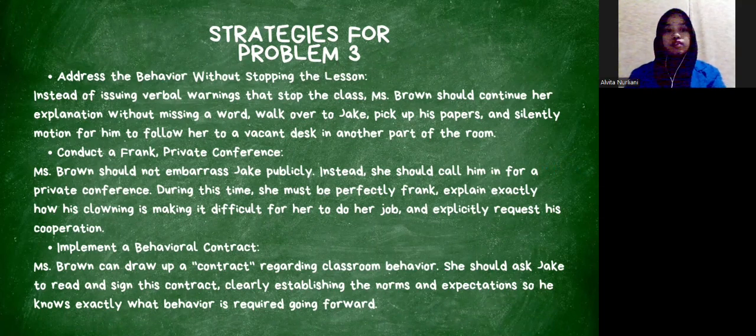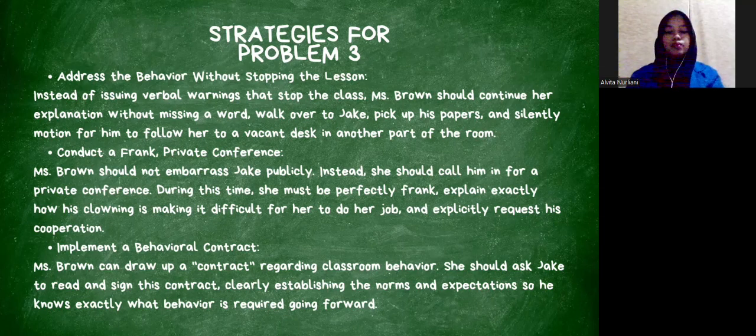Second is to conduct a frank and private conference. Miss Brown should not embarrass him publicly. Instead, she should call him in for a private conference to explain exactly how his clowning is making it difficult for her to do her job and request his cooperation.